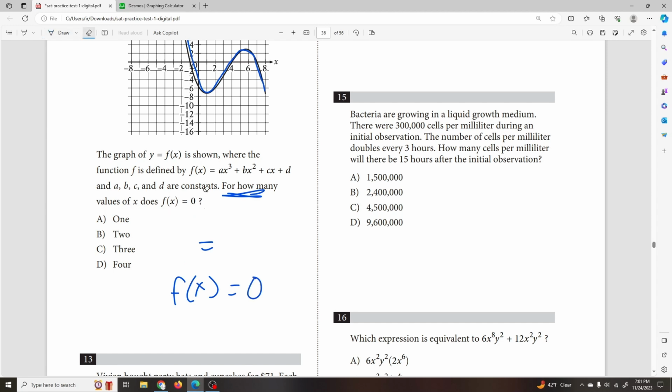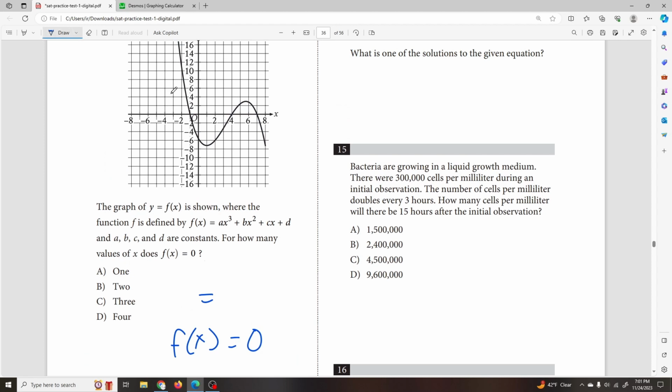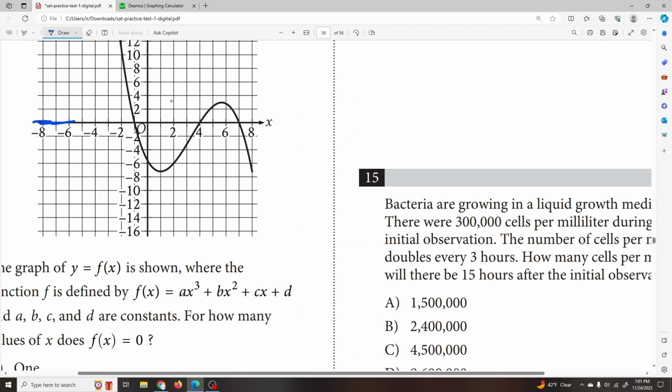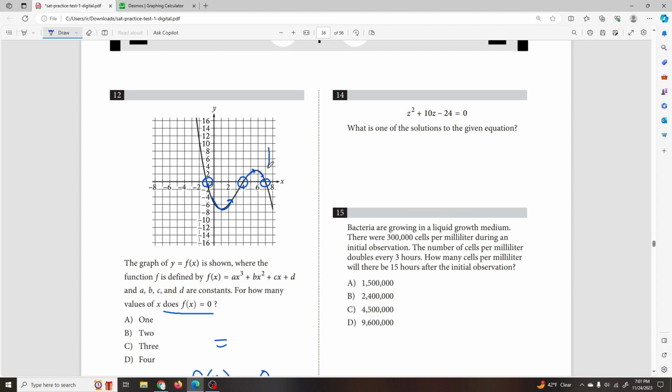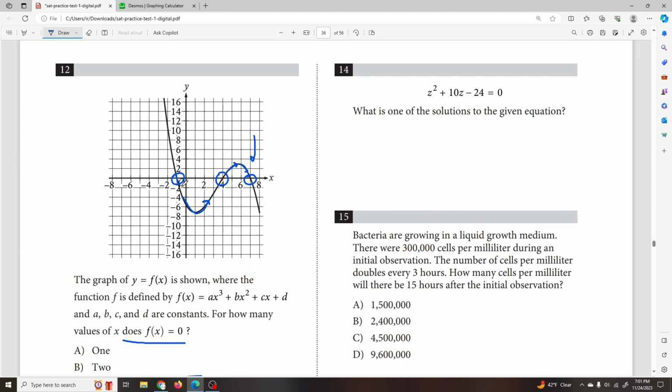So let's just see how many times it crosses the x-axis, right? So every time a point lies on the x-axis, its y is automatically equal to 0, right? So that means that every time it touches this line, its y is equal to 0. So over here, it touches the x-axis at this point, then it goes up, then it continues to go down, then it starts to come up, and then it touches the x-axis here again, then it continues to come up, starts to go down, and then it touches the x-axis right here a final time. So then f of x is equal to 0 at 3 different values, right? So the answer is C, 3.